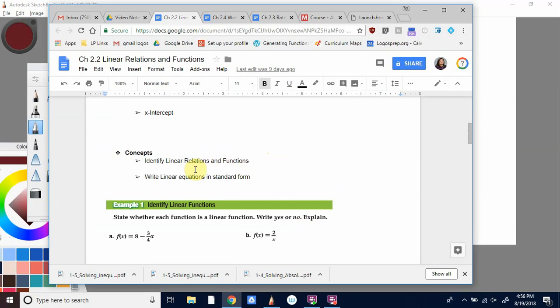So let's look at what we are going to do in this section. We're going to identify linear relations and functions, and we're going to write linear equations in standard form.